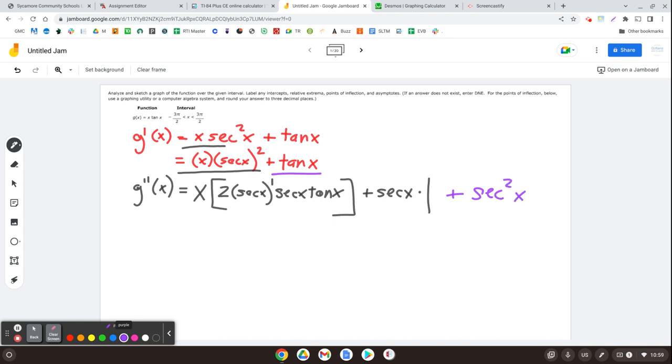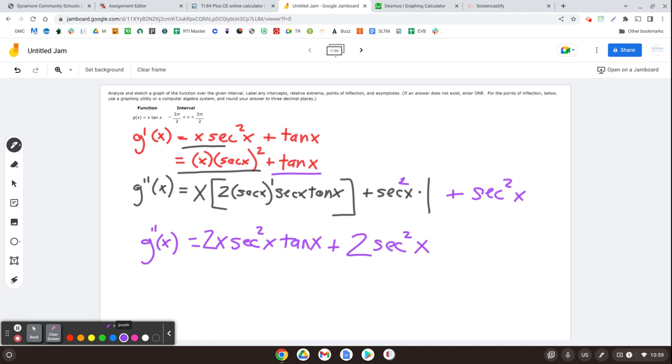Okay. First times the derivative of the second plus second times the derivative of the first. Oh, hold on, plus second. This should be secant squared of x. Second was this. Okay, good. I'm glad I caught that. So to summarize, you get g double prime of x. The second derivative is x times 2 times secant squared of x tangent of x plus secant squared plus secant squared, so that's 2 secant squared x.